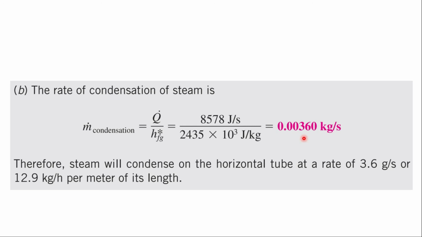So the final statement is: therefore, the steam will condense on the horizontal tube at the rate of 3.6 gram per second, or 12.9 kilogram per hour per meter of its length. With this, this lecture is over.